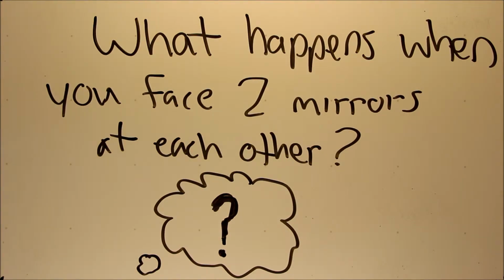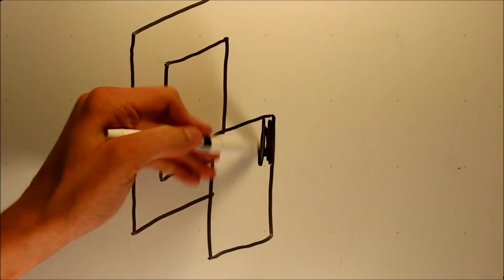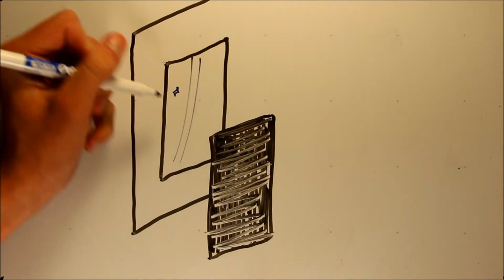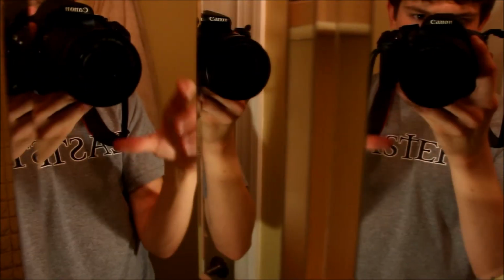What happens when you face two mirrors at each other? If anyone has ever seen this in person, it is called a mirror tunnel. Because we live in a real world, there is no such thing as a perfect mirror, so every time light bounces off of one mirror and hits the other, it loses a tiny bit of energy, and when this is done enough, you can actually see that light is completely lost.